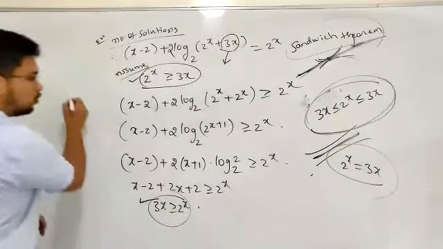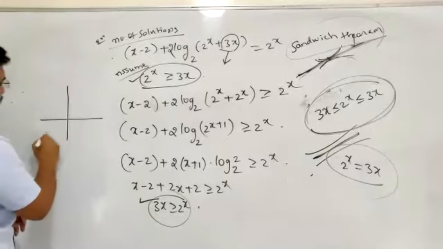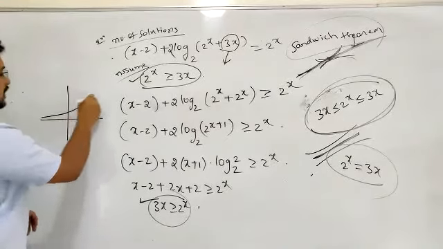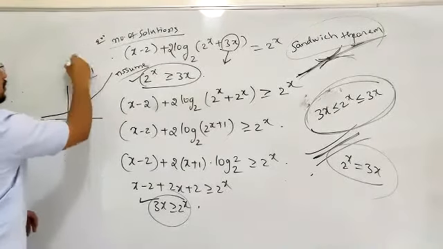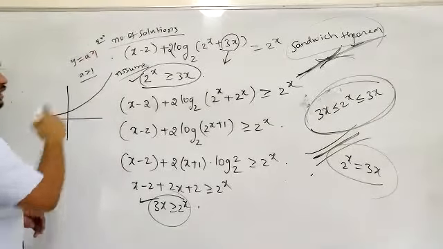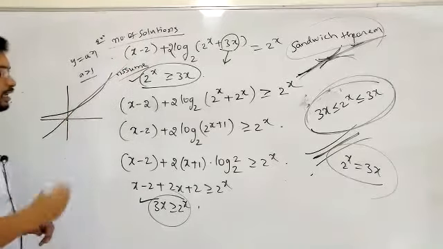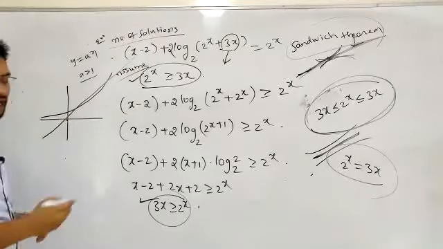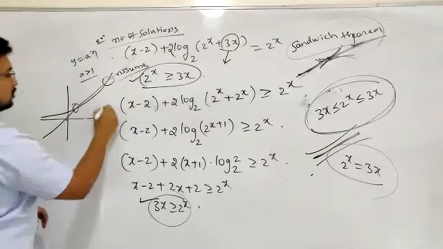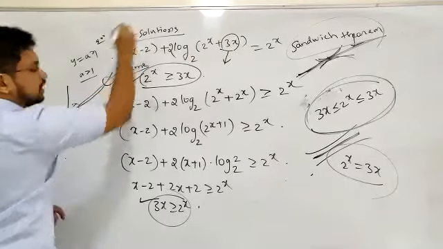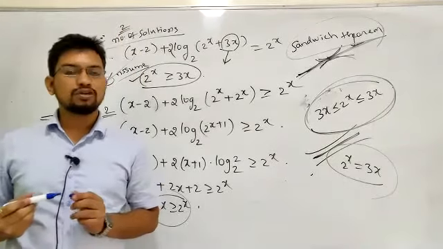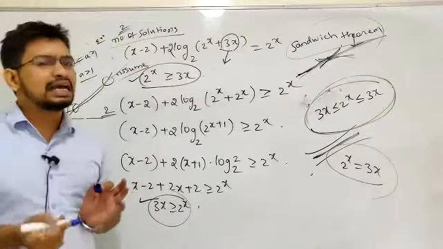So now, you take y is equal to 3x and y is equal to 2 power x. That is an exponential function, y is equal to a power x when a is greater than 1. The graph looks something like this. And y is equal to 3x, the graph looks like this. The number of solutions has to be equal to 2. This is a special idea regarding that problem.